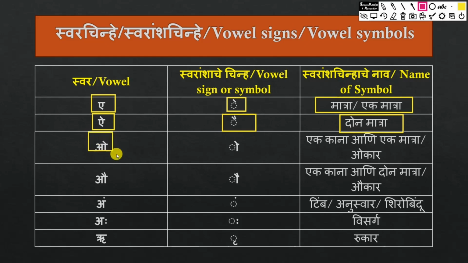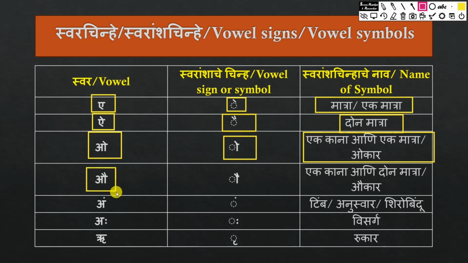Okay, then o. O is just like kana, but there is a slanting line on the top. So o means ek kana and ek matra. Both of them come together. Ek kana and ek matra becomes okar. So, kana, hraswa ikar, dirgha ikar, hraswa ukar, dirgha ukar, and then okar. Okar is for o, and the symbol will look like this.